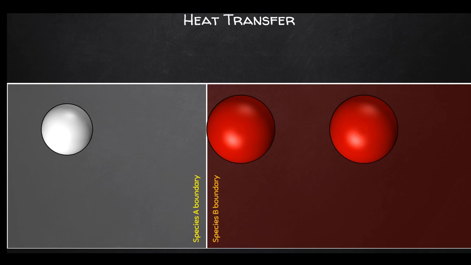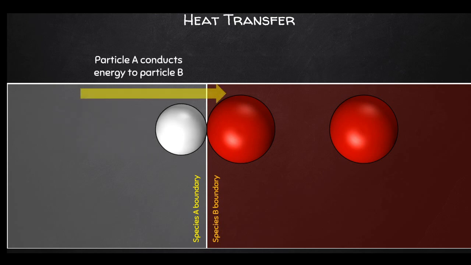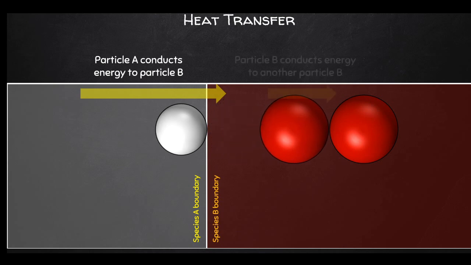On the left-hand side, the white particle moves rightwards until it collides with the first particle in its way, specifically the red particle. This red particle absorbs the energy from the white particle and proceeds, albeit more slowly, until it collides into a particle of the same species.